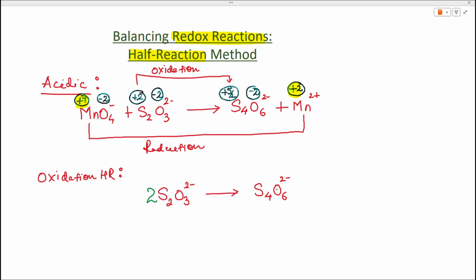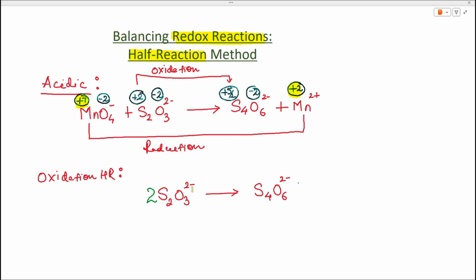The next step is to balance oxygen by adding water molecules. So we have 3 times 2, 6 oxygens and 6 oxygens. We don't need to do anything. It's already balanced. And the next step is to balance hydrogen. You have to put H positive ions just because the reaction is taking place in acidic medium. Again, we don't have any hydrogen, so we don't have to do anything. And the last step is to balance the charges by adding the electrons.